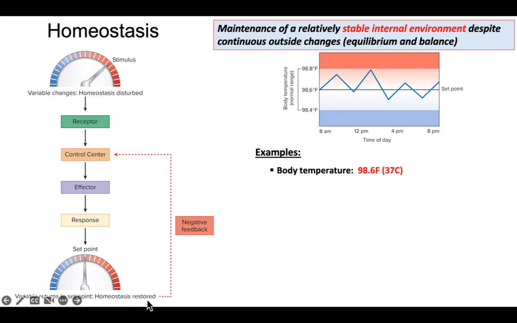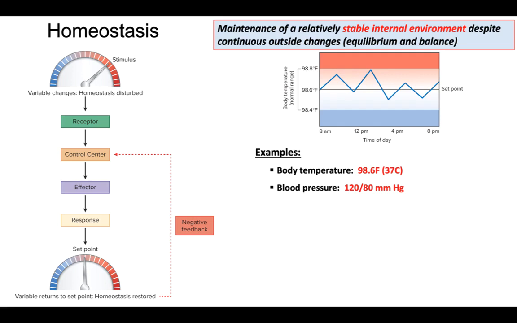Now, if the response is the opposite of the stimulus, we call that a negative feedback. All right, so negative feedback, we'll talk more about in a little bit, is reversing the stimulus to get us back to normal. So what are some other examples besides body temperature? Blood pressure. So same situation.